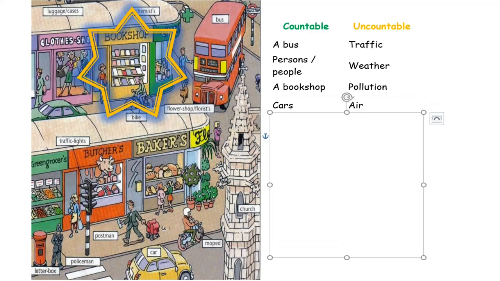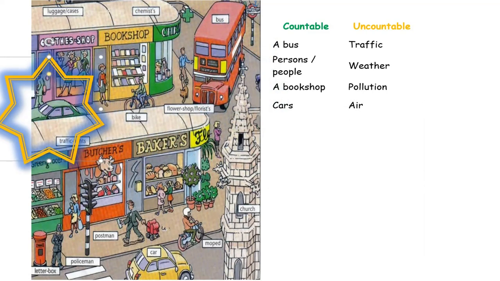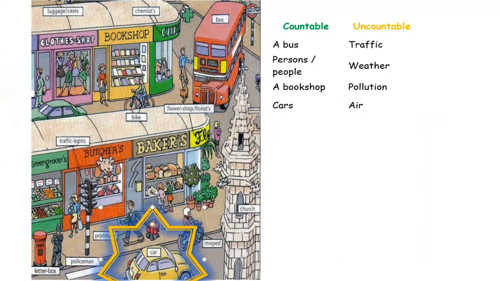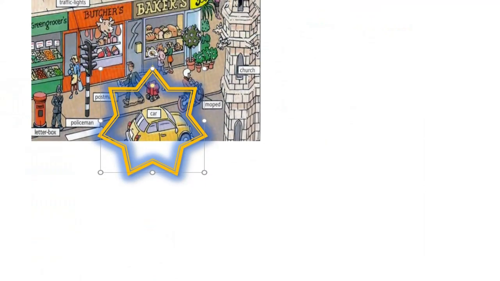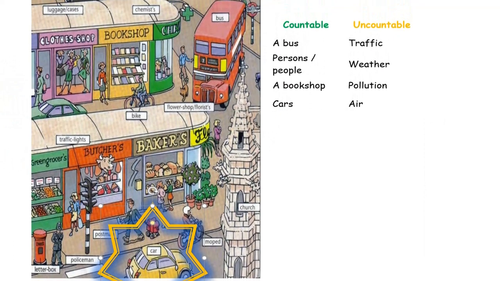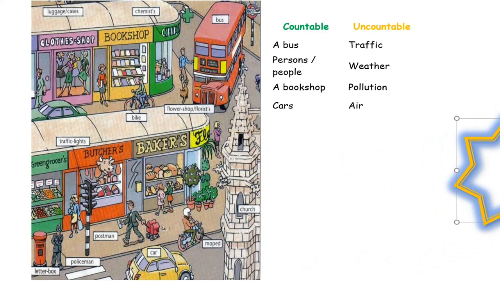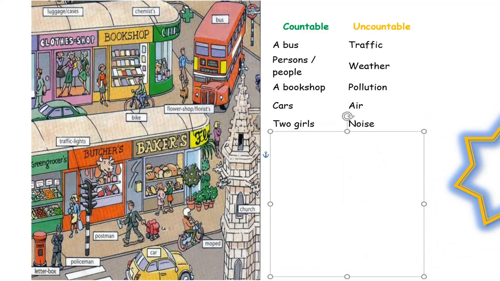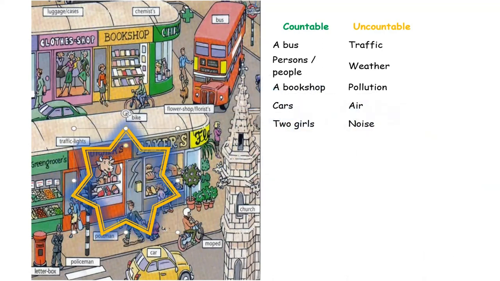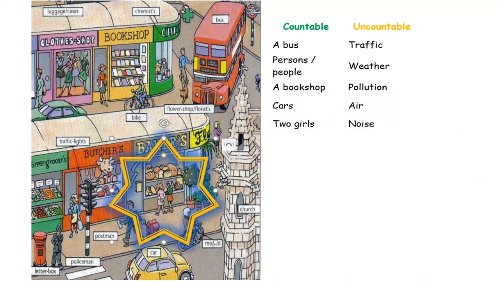Next, countable nouns, cars, right? Here we have one car and another car. So plural cars, or we can specify and say two cars, right? The uncountable noun would be air, right? In general, air. Next, the countable noun girl or two girls. Here we have our two girls, right? Two girls. Okay. And the uncountable noun would be the noise, right? That cars make.